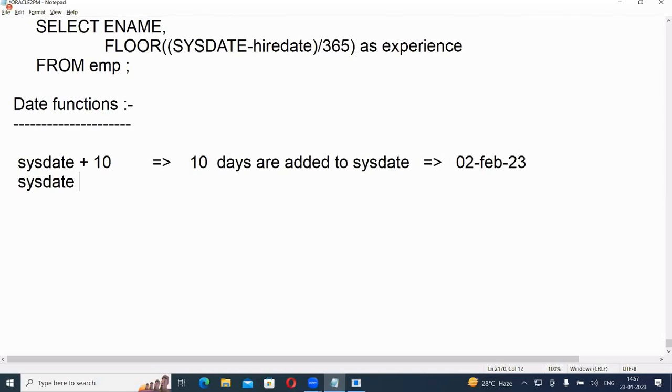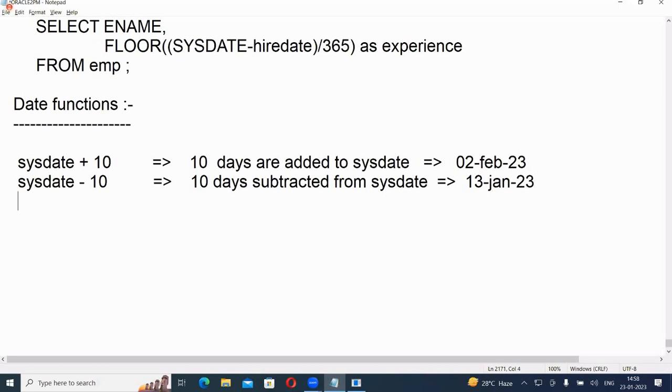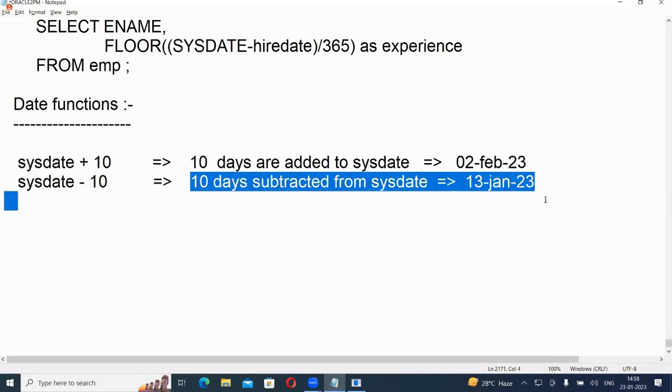If I say sysdate minus 10, then 10 days are subtracted from the system date. After subtracting 10 days, it is 13th Jan 23. Okay, after subtracting 10 days, so then 13th Jan 23.